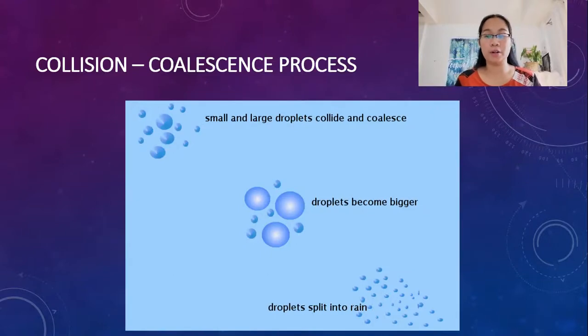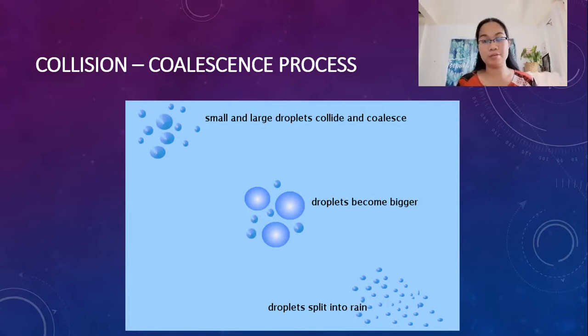Okay, so let's talk about another process of formation of precipitation, which is the collision coalescence process, wherein this happens if you have clouds which are not very cold. So unlike kanina in the Bergeron process, it happens if you have tall clouds which are considerably very cold, below freezing point. But for this one, this happens if you have large water droplets, and then as they move down, they collide with other droplets until they become bigger.